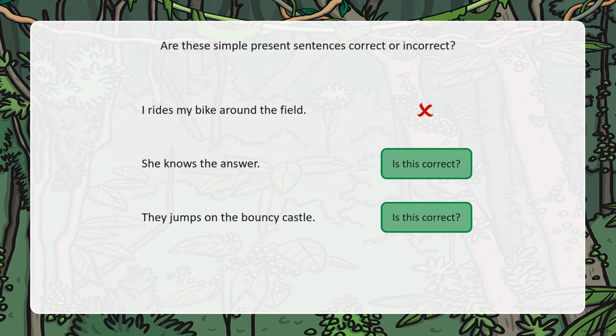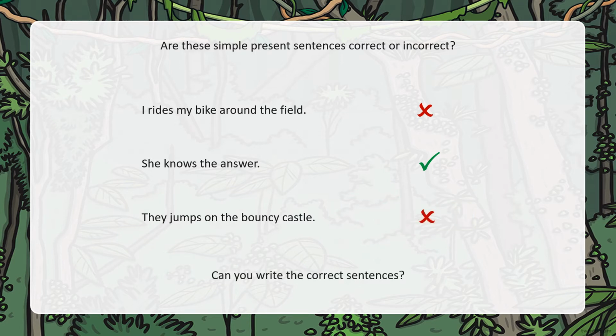Let's look at the second one. She knows the answer. Is this correct or incorrect? What do you think? Let's see. Yes, that sounds right. She knows the answer. Lastly, they jumps on the bouncy castle. What do you think? Correct or incorrect? Yes, again, that one is incorrect.